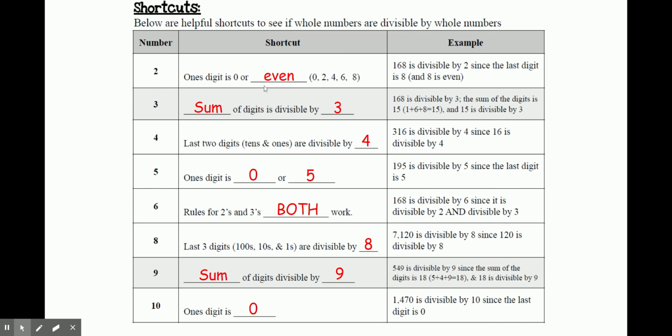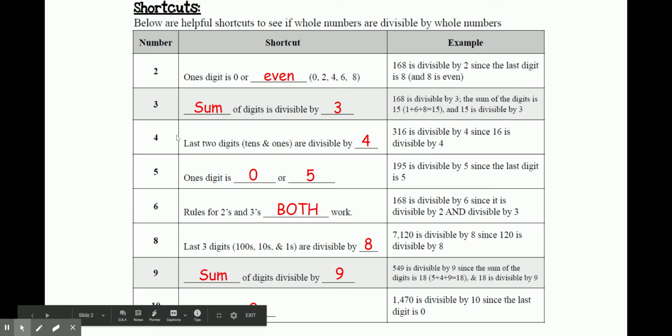But these are some shortcuts that'll help you figure out whether a number is divisible by any of these numbers, these 2, 3, 4, 5, 6, 8, 9, and 10. So it'll help you find factors.